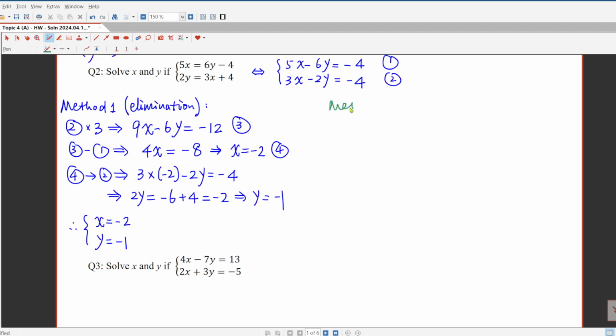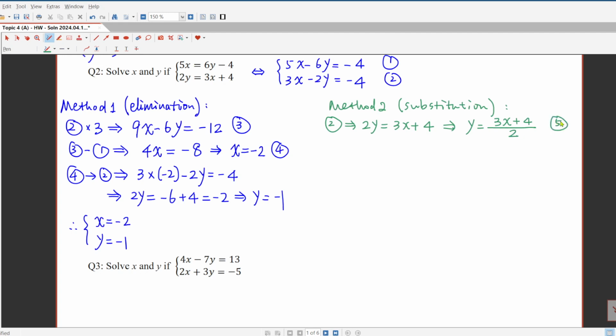Again, you could also use the substitution method. Okay, which means we could start from either equation number 1 or 2 to solve one variable in terms of the other. For example, we can start from the second one, which means 2y equals 3x plus 4, right? And solve y in terms of x gives us y equals (3x plus 4) over 2, right?